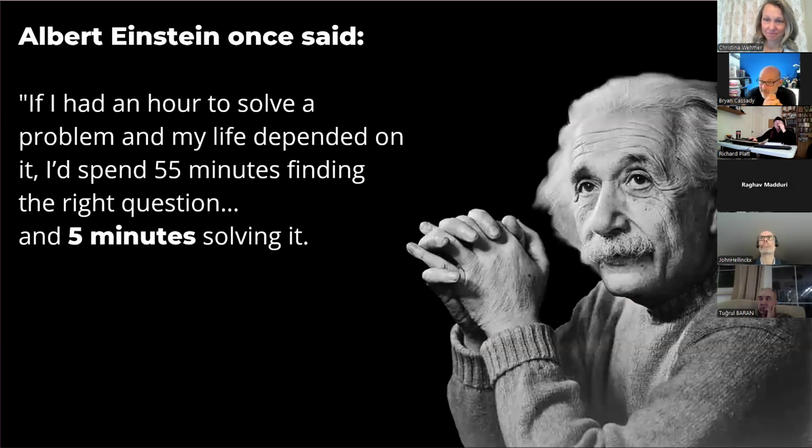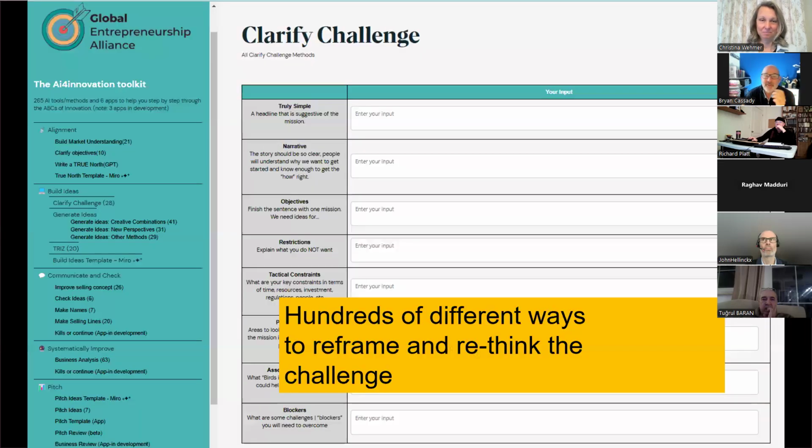This is one of my favorite quotes. I think it's one of the most important quotes. It's one of the most real quotes. Albert Einstein supposedly once said, if I had an hour to solve a problem my life depended on it, I'd spend 55 minutes finding the right question and 5 minutes solving it. The way that you pose your question, the way that you pose your innovation challenge oftentimes determines whether you will find a solution. So the second part of the toolkit is something called Clarify Your Challenge.